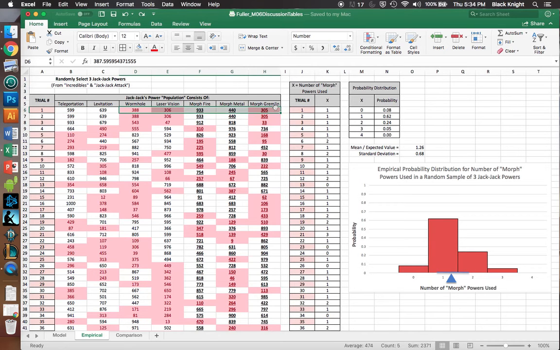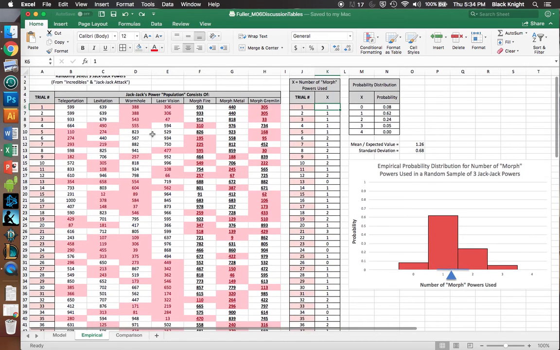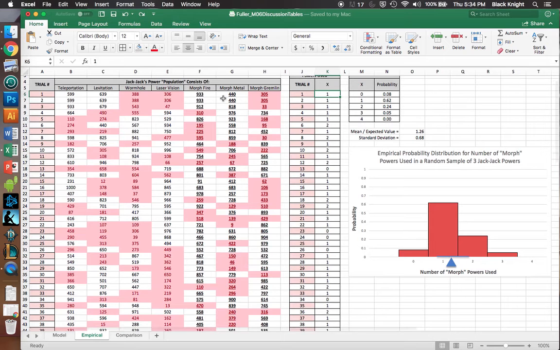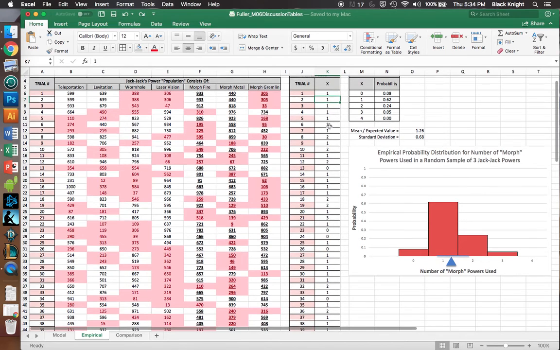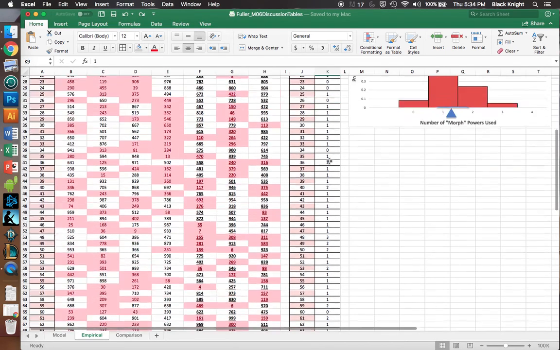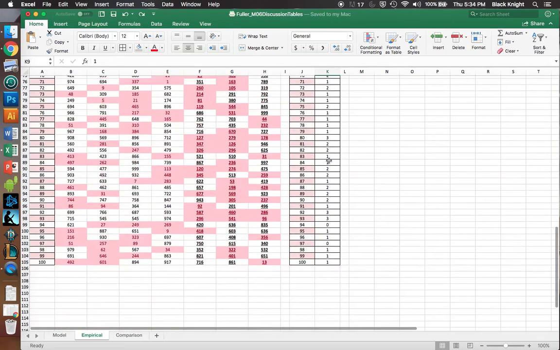So you can see here Morph Gremlin showed up. We also had the wormhole and the laser vision. So there's only one morph power used in that particular trial, and I just tracked those. It made it really easy having all of the morph powers here on the left, so I was able to quickly count how many were used in that trial, and just ran down the list.